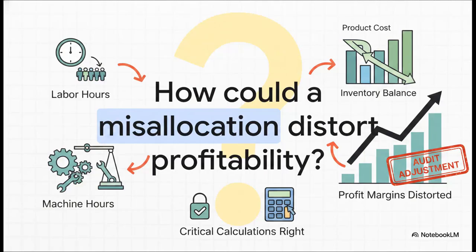So what does this all mean in practice? I'll leave you with this provocative question to think about. How could a simple misallocation of overhead, like say picking labor hours instead of machine hours, distort a company's perceived profitability and trigger a massive audit adjustment at year-end? Think about it. If you get the allocation base wrong, you get the product cost wrong, the inventory balance wrong, and your profit margins are completely distorted.